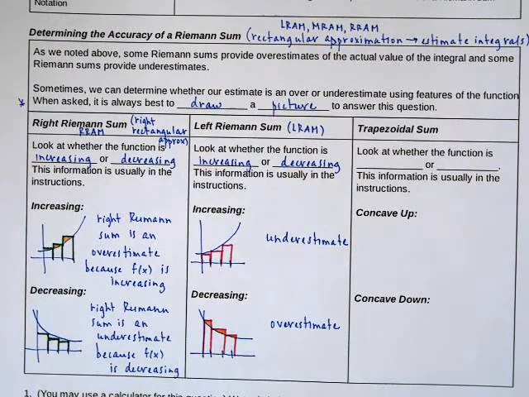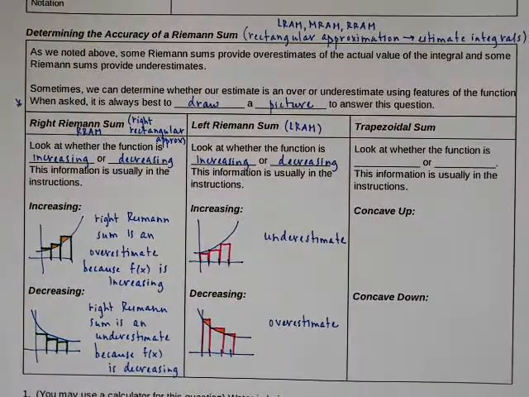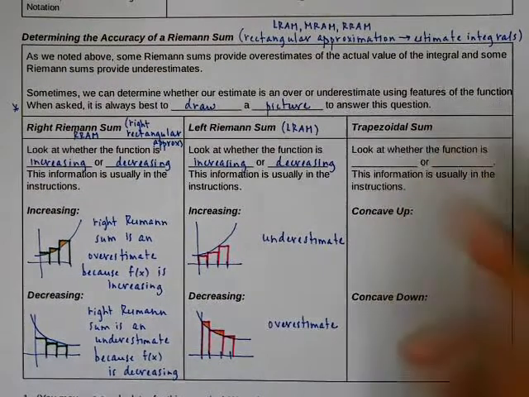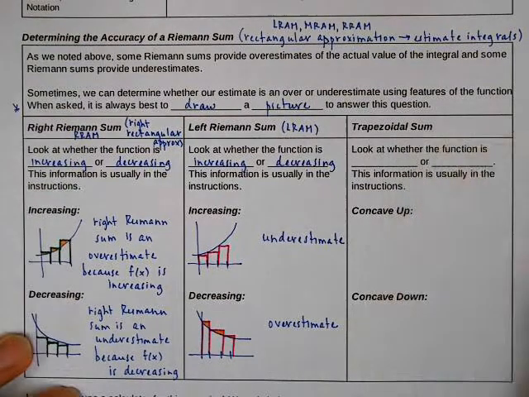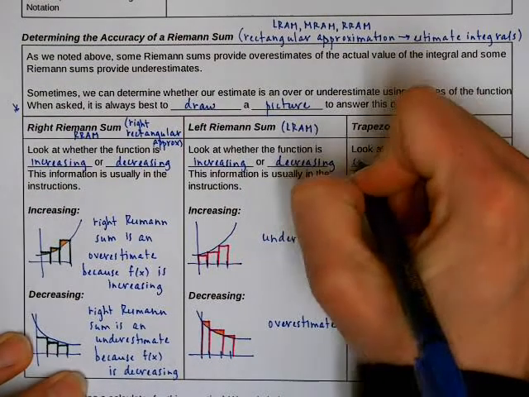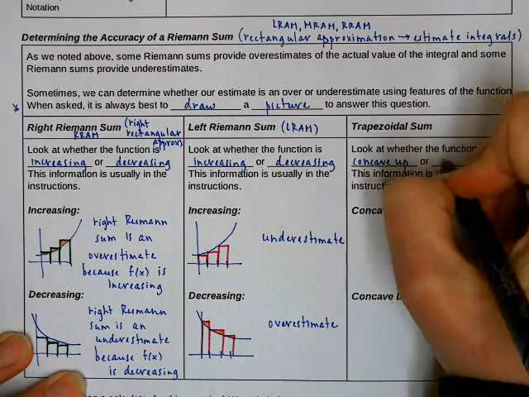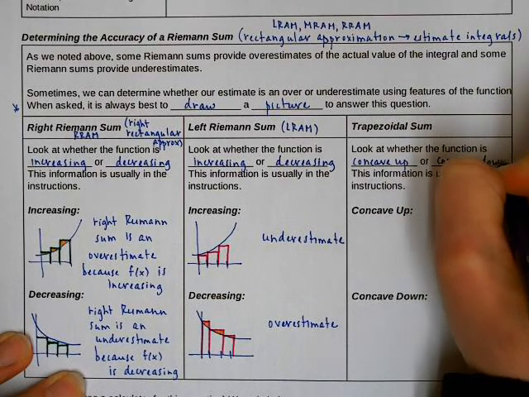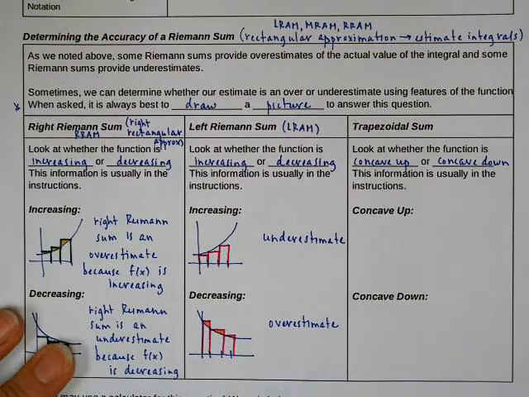So the key piece when I'm looking at a left or a right Riemann sum, the key feature I'm concerned about is whether that function is increasing or decreasing. Now when we look at our trapezoidal sum, we're instead going to look at whether the function is concave up or concave down. And again, they're usually going to give you this information in the problem setup. So let's take a look.